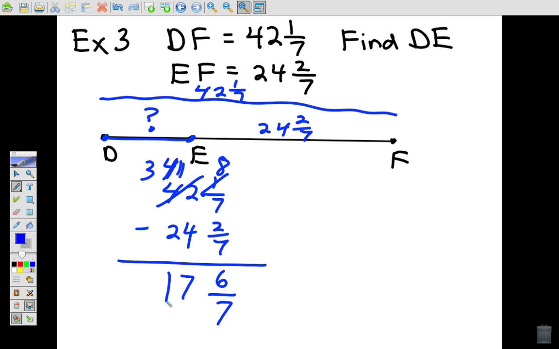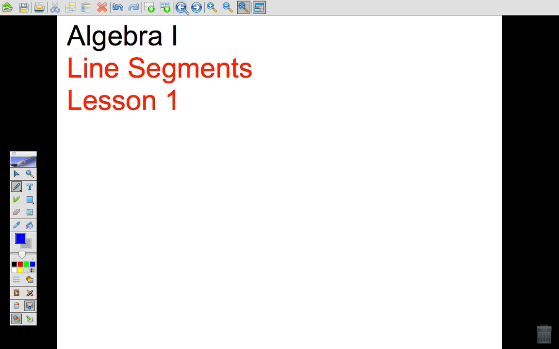So if you wanted to check that, 17 6/7 plus 24 2/7 would give us the 42 1/7. And I'm just glancing here to make sure I did my subtraction right. It looks like we're okay. All right, so this topic, finishing off lesson 1, is called line segments.